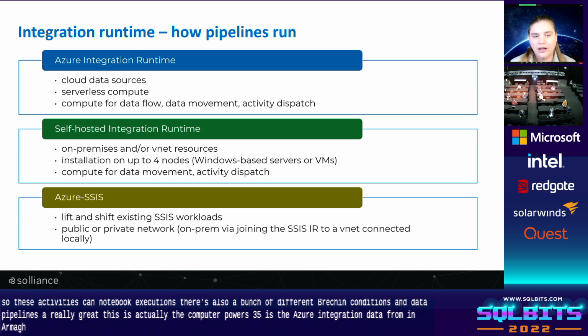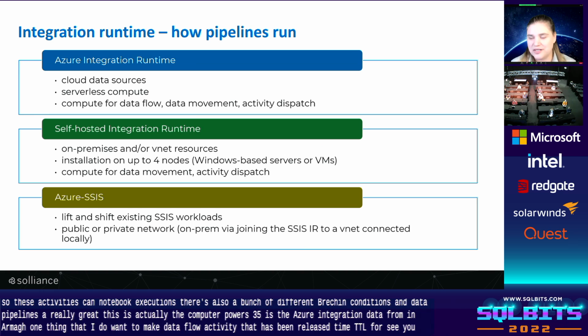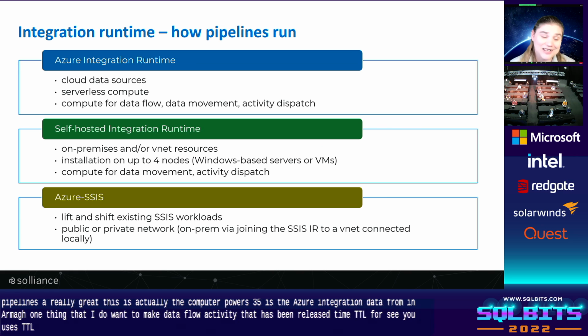One thing I do want to make note of is that if you have multiple data flow activities in your pipeline, there's a newer feature that has been released called time to live, or the Azure Integration Runtime TTL. If you do foresee using a lot of data flows, it's great to set a TTL on the Azure Integration Runtime, so that each activity doesn't pay the startup price of provisioning a cluster. It won't have to acquire compute on each activity. So that's one performance thing to keep in mind.